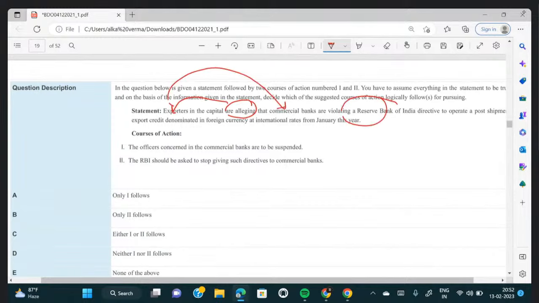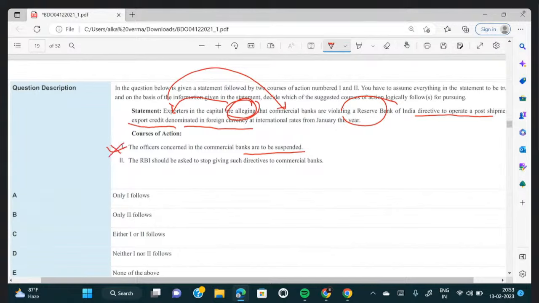Now, what action should be taken? The officers concerned in the commercial banks are to be suspended. Do you think suspending the officers in the commercial banks is the right option? No. See, when a person is suspended, if he has done any crime or something wrong, if it is proved, then only he can be suspended. But this is a type of alleging. It is a type of putting a blame. There is no proof for that, and RBI has not come up with any decision. So the first course of action is wrong.